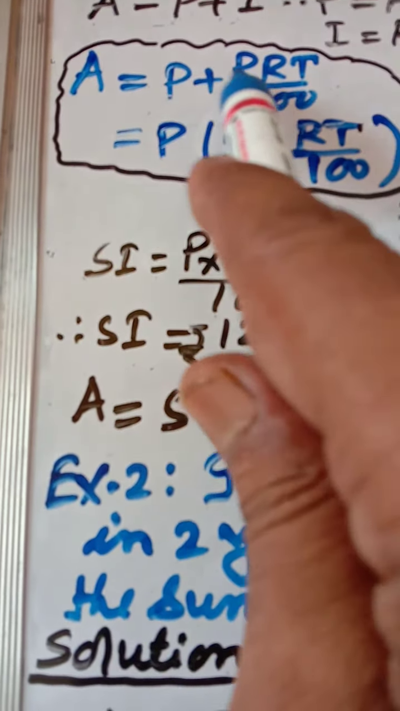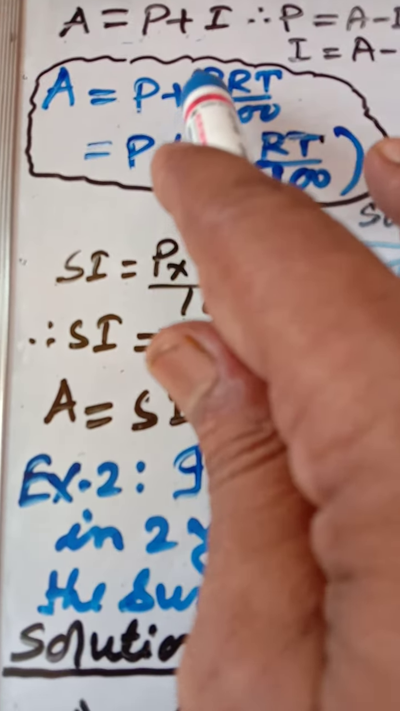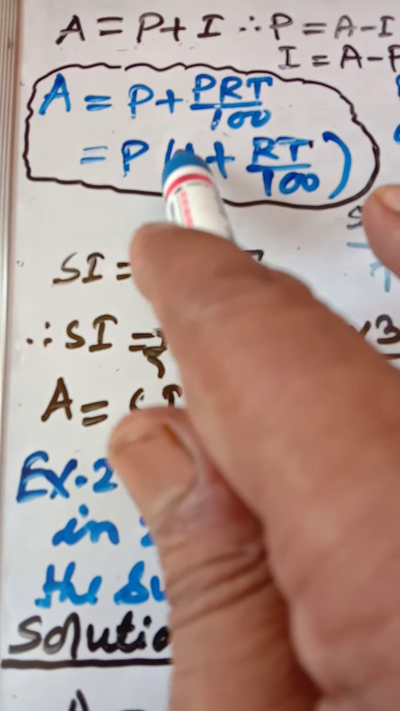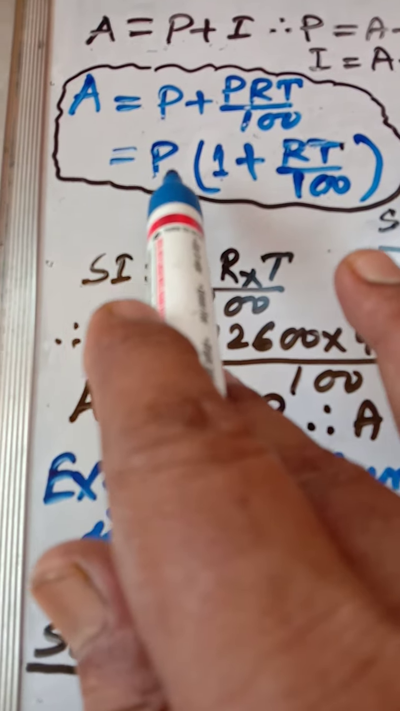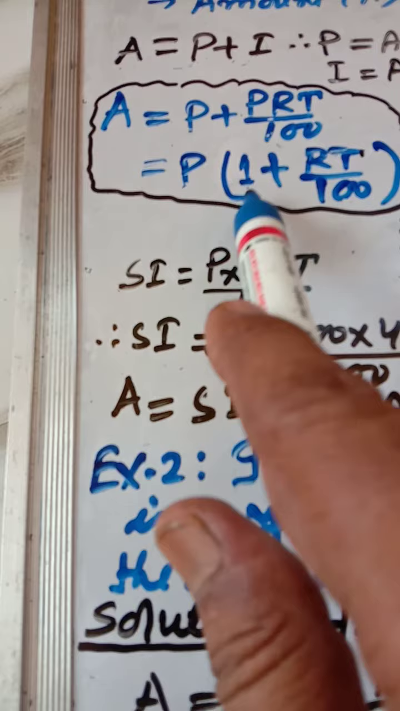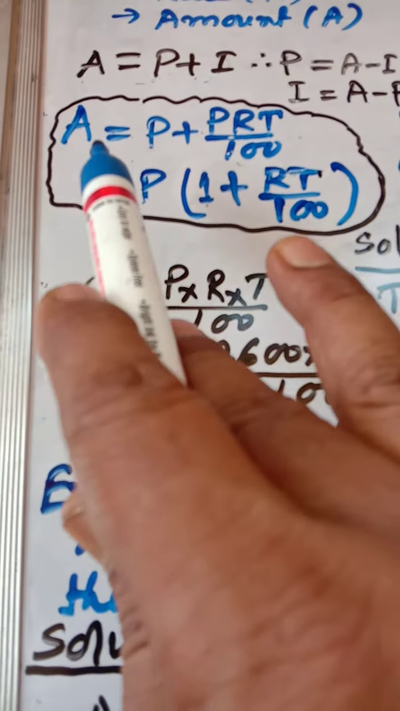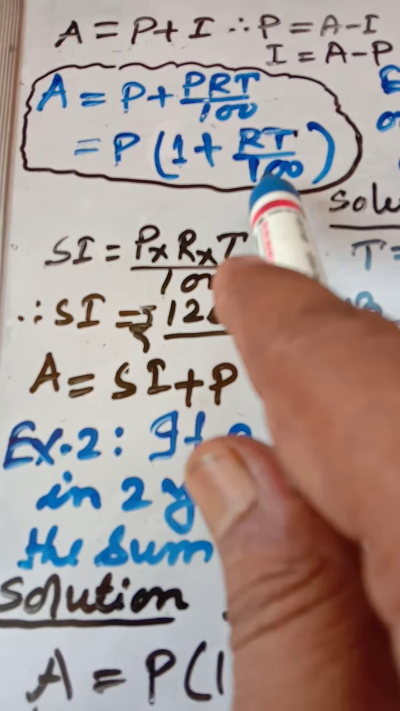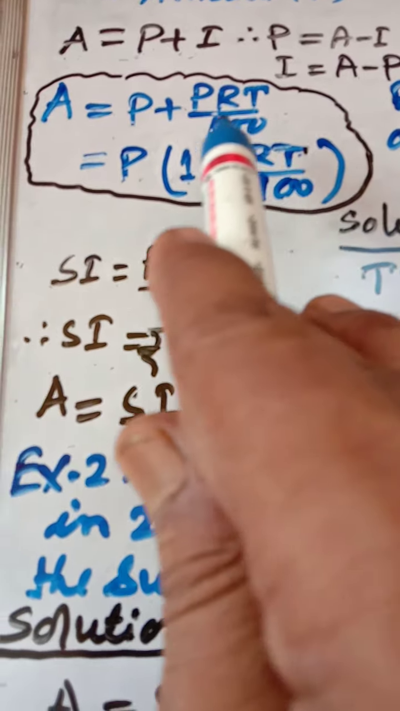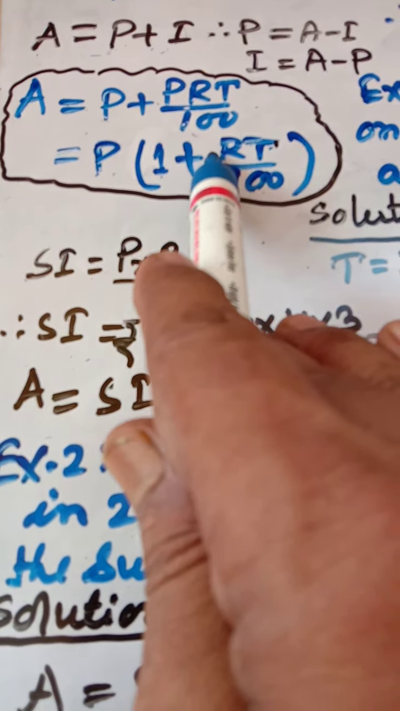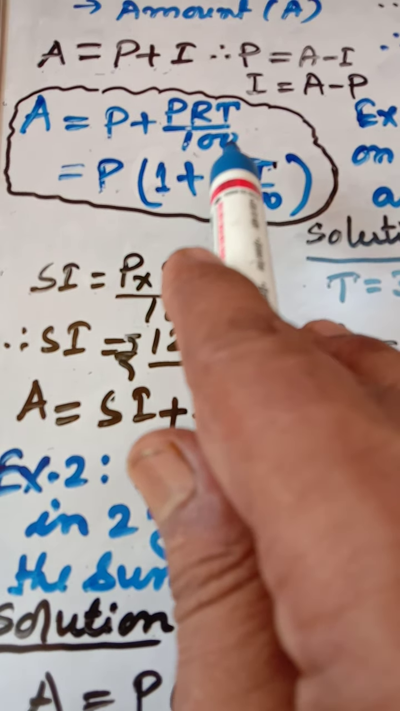From these two terms, P I have taken common. P is here, P is here. From this, one is lying, and from this, RT by 100 is lying. So we can come to a formula: amount is equal to P into 1 plus RT by 100. I repeat, amount is equal to P into 1 plus RT by 100. Where rate percentage, time and principal are given to you, you can directly find out amount. Or where amount, rate percentage and time are given to you, you can find out the principal. Or where principal and amount both are given, along with the rate percentage, you can find out T. This way you can find out so many things.